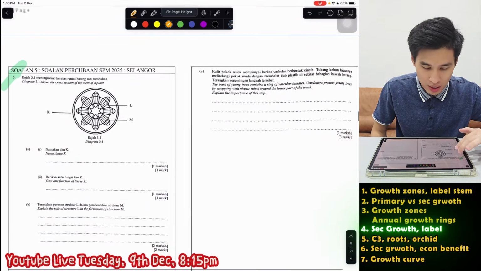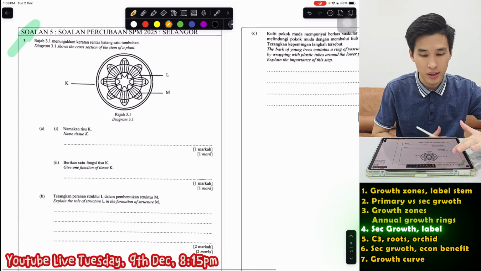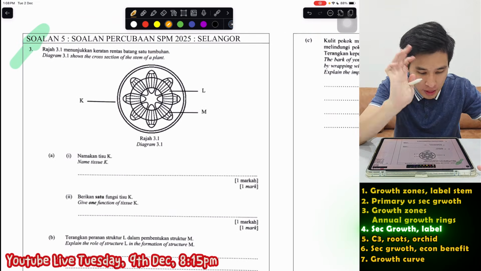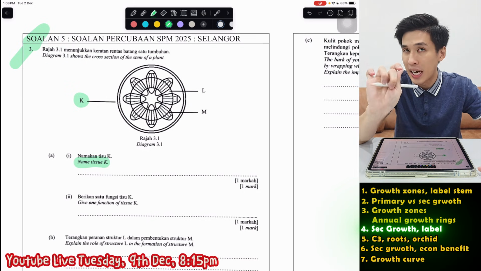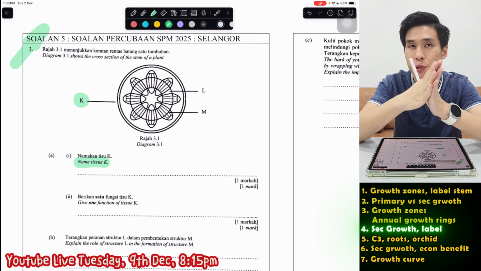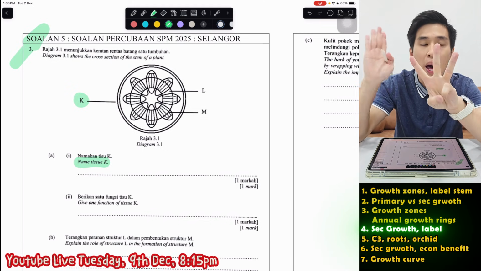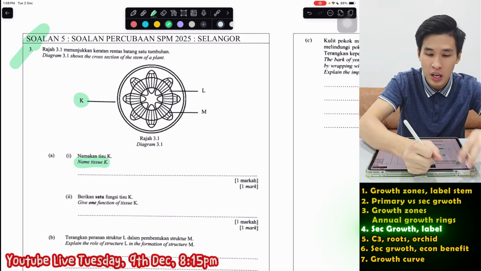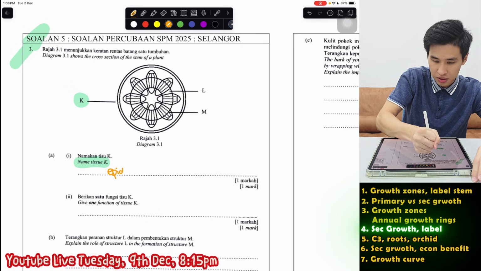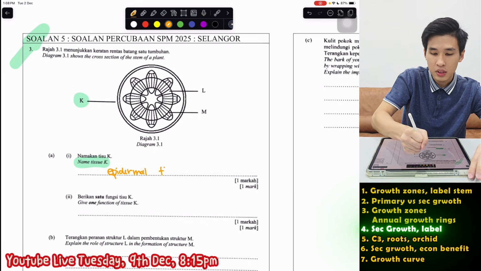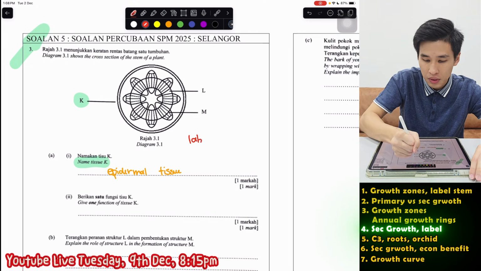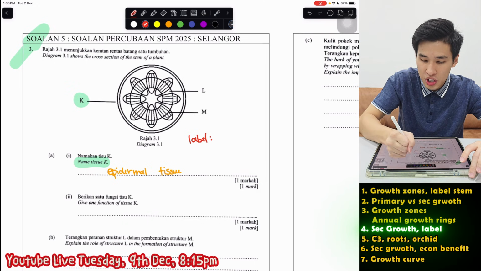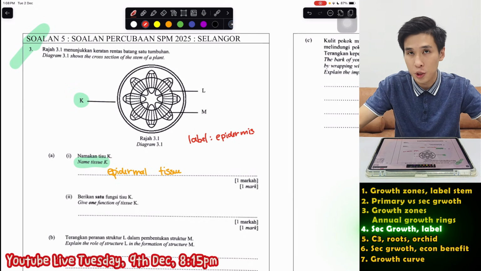And then we do a Selangor paper here. Okay, first they ask us to label. Now, name tissue K. Now, tissue K will be quite confusing because there are two ways they can ask you to label this. Listen carefully. If they ask you to name the tissue, there are mainly three types of tissue in plants: epidermal, ground, vascular. So the surface one is called epidermal tissue. But if, however, they ask us to label, K will be just called an epidermis. Epidermis is a type of epidermal tissue.